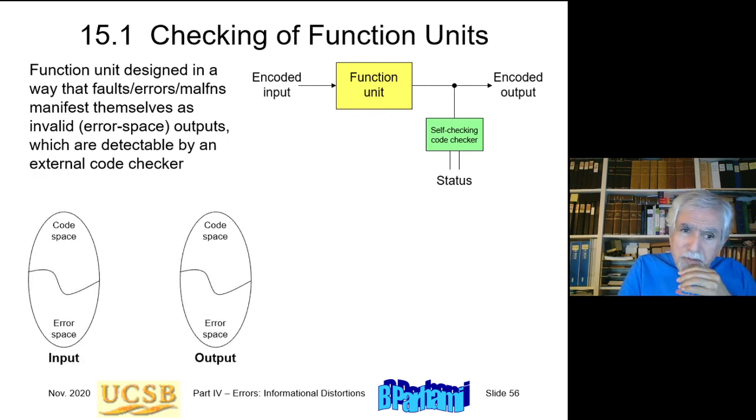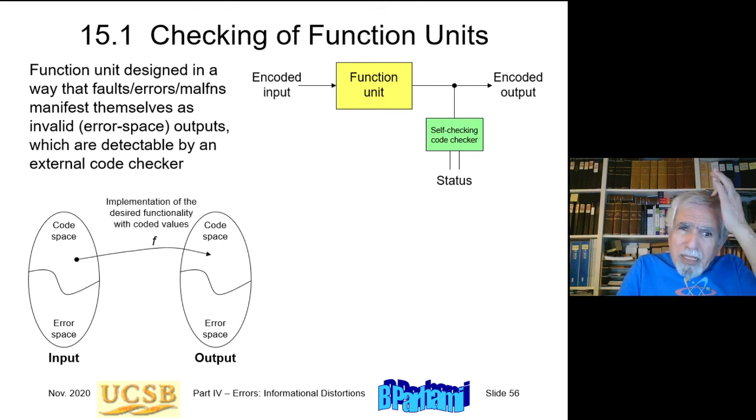So in abstract form, this is what we are really doing. We have an input space, valid inputs, invalid inputs. We have an output space, valid outputs, invalid outputs. They're coded. And then we expect that if the function unit is working correctly, if we give it a valid input, it produces a valid output, which is the normal function of that function.